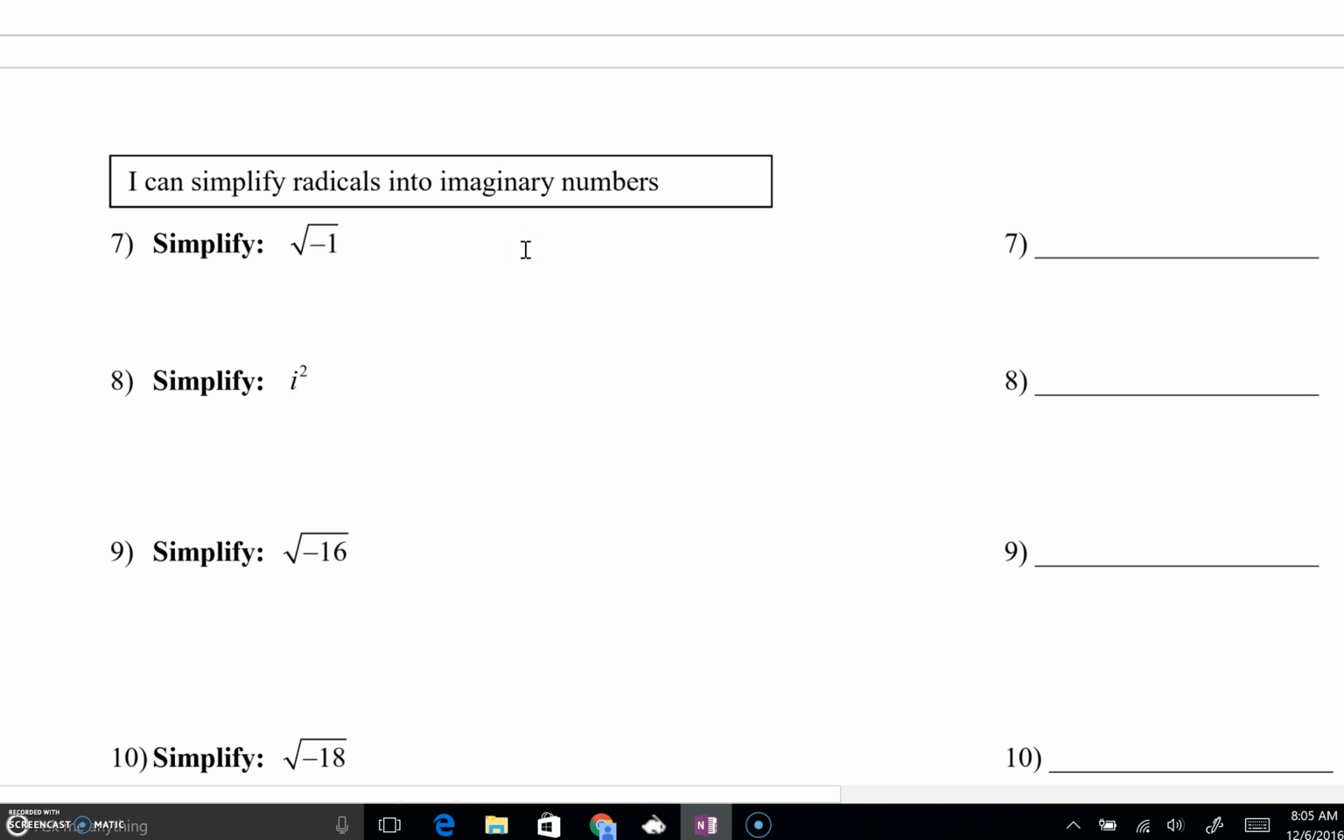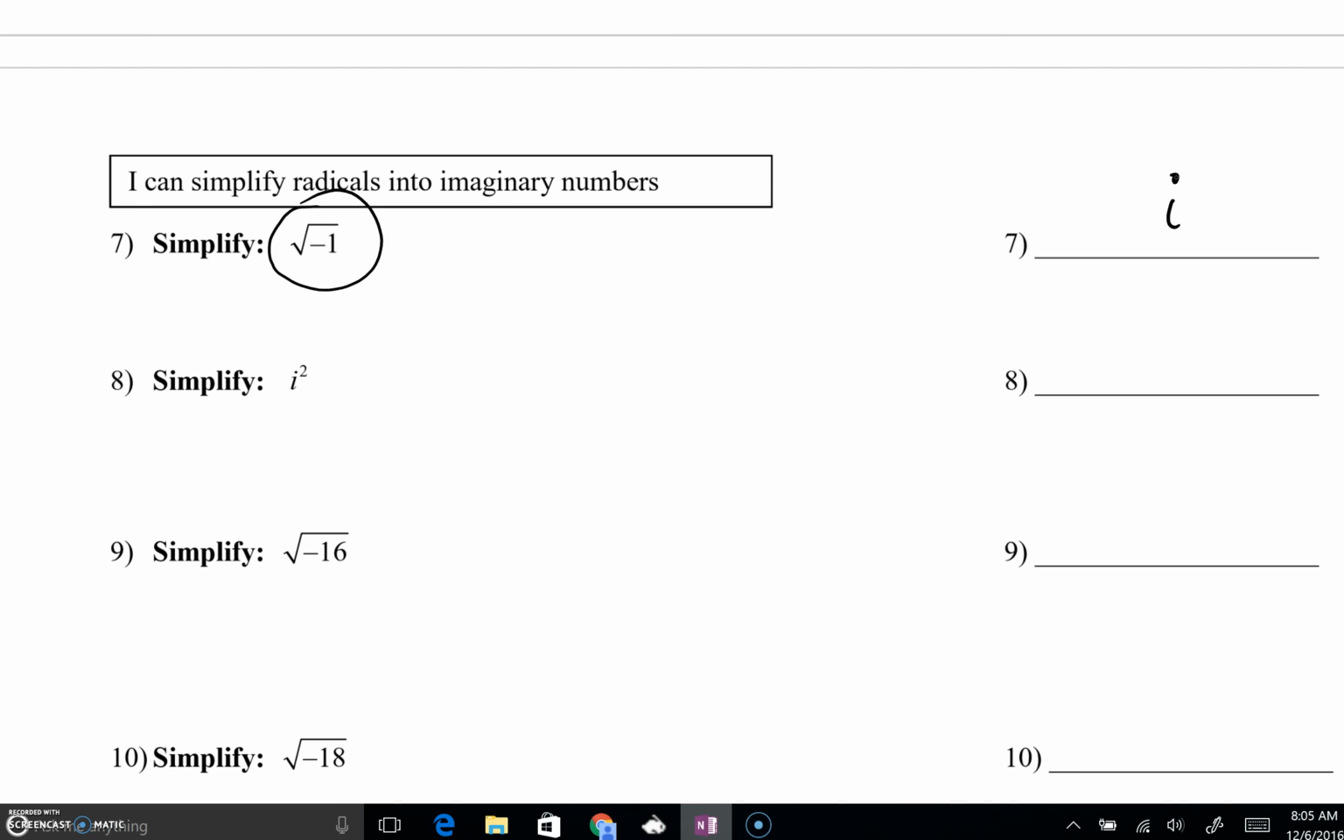For our third video, we're going to be working with radicals, simplifying them into imaginary numbers. We'll be doing problems 7 through 11. By definition, the square root of -1 is i. You'll get that on the test just as well.